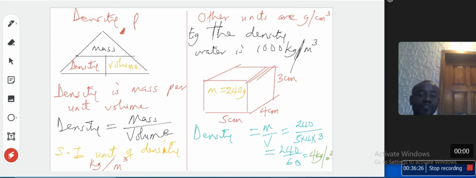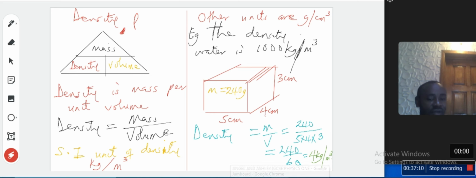You will notice that if the volume increases, like if this thing expands like a balloon, with the same mass, what do you think will happen to the density? The mass is 240. If the volume increases, what happens to the density?